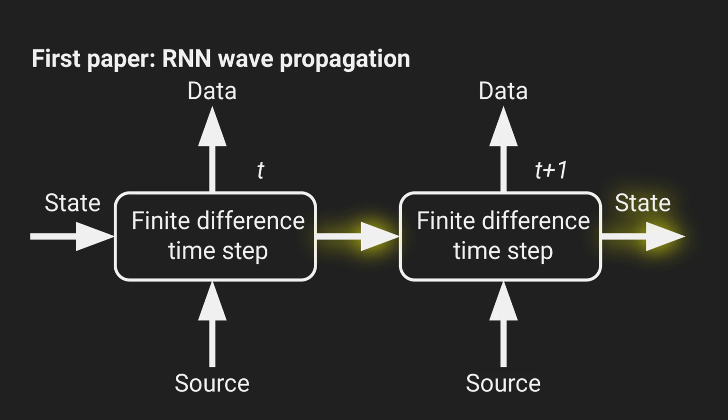Inside the box that I've labeled finite difference time step is where the operations to calculate the wavefield at the next time step are performed. This is just the usual finite difference time step of the wave equation that you've used if you've ever written a wave propagator. It only uses simple things like additions and multiplications, the same kinds of operations that are needed in neural networks. And indeed, the whole structure is the same as a recurrent neural network.